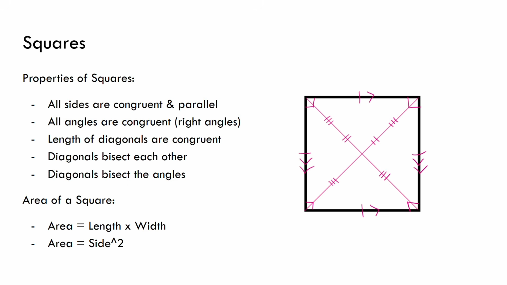The diagonals, like the rhombuses, they bisect the angles as well. And the area of a square is just equal to length times width, or one side squared, because all the side lengths are congruent to each other.